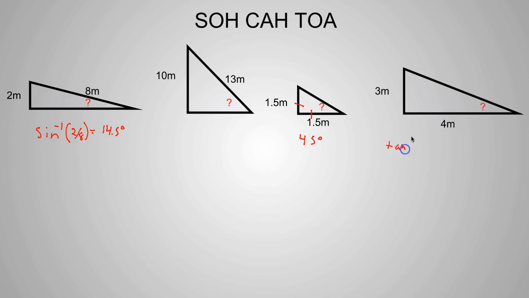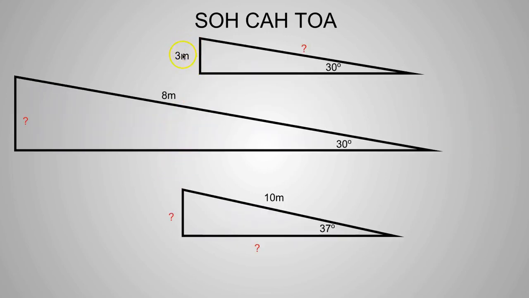So inverse tangent, tan to the power of negative 1, of the opposite, which is 3 meters, divided by 4 meters, gives you the angle of 36.9 degrees. I'll let you do some of these, but you can see how they work.